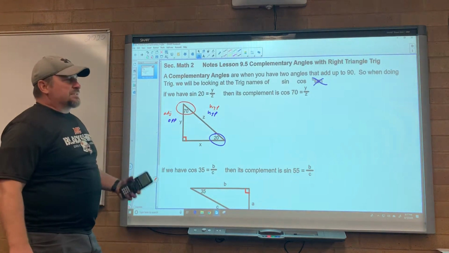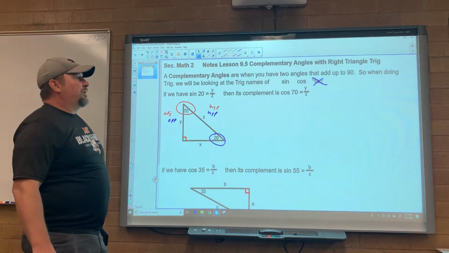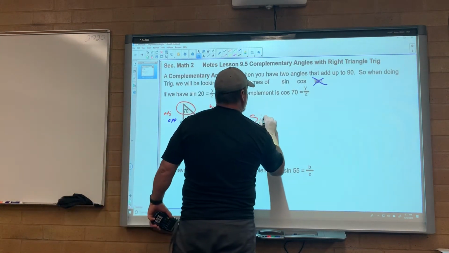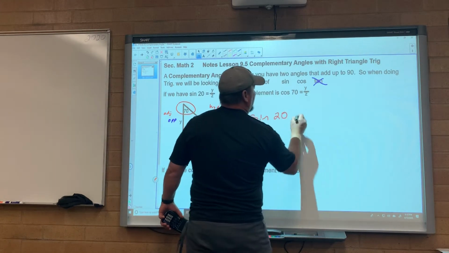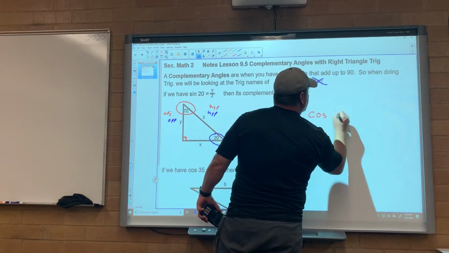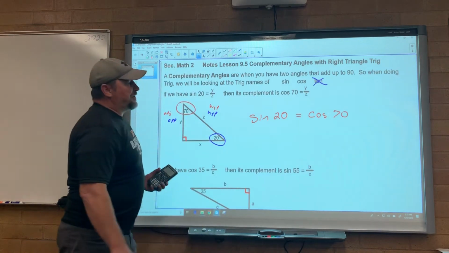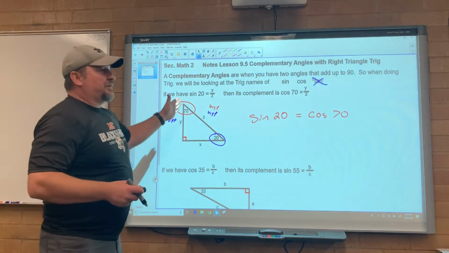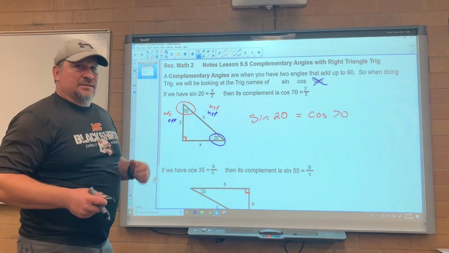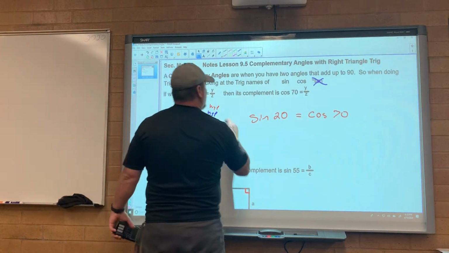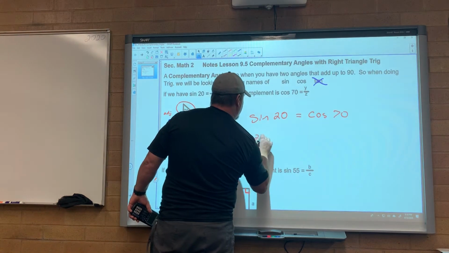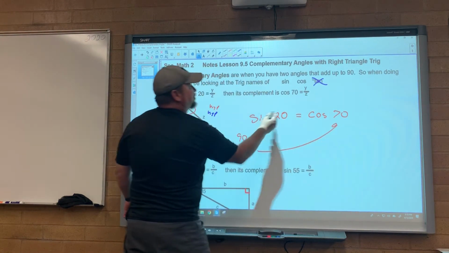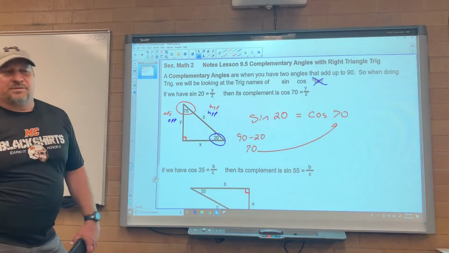So it's really pretty simple. They're just going to basically give you sine of 20. Well, that's going to equal cos 70. And how do you find it? Number one, take whatever angle they give you, take 90 and minus it. So 90 minus 20 equals 70. That 70 goes right there. Then you switch the name from sine to cosine.